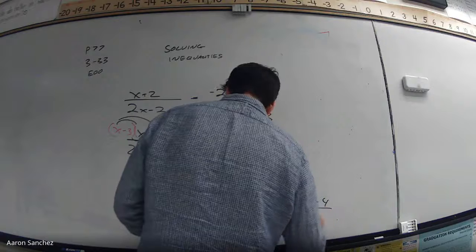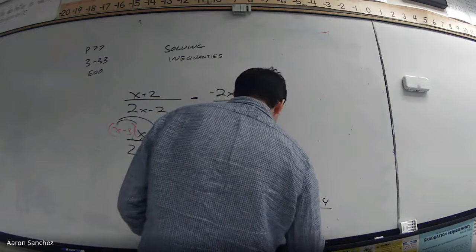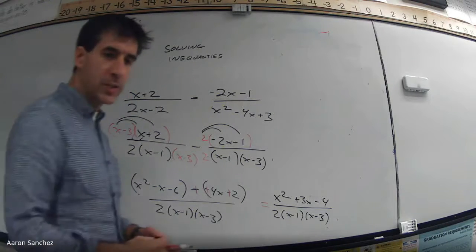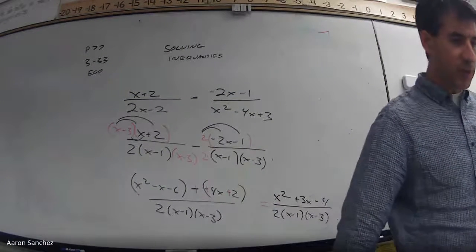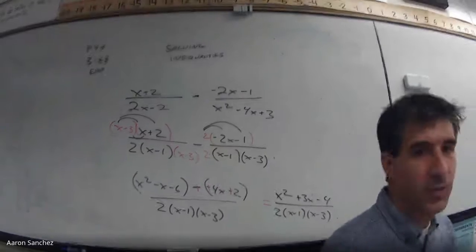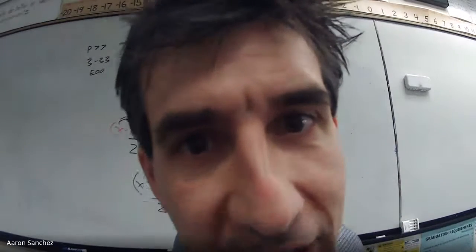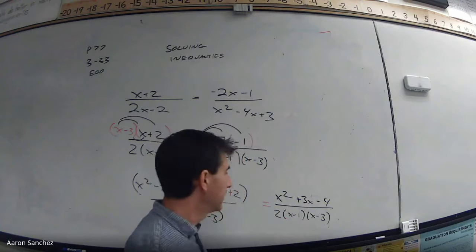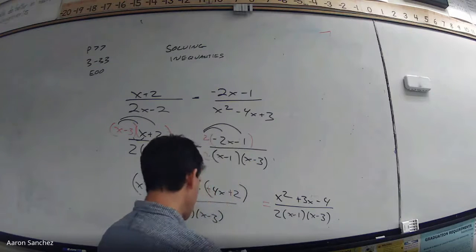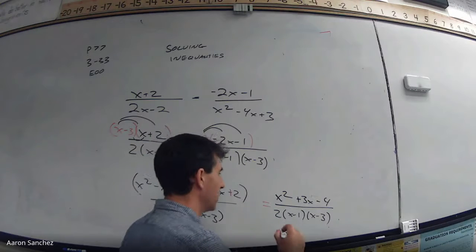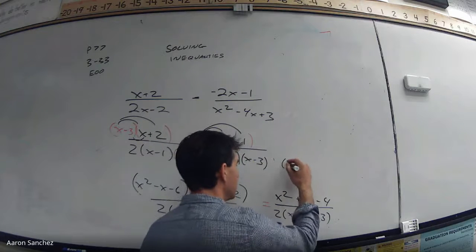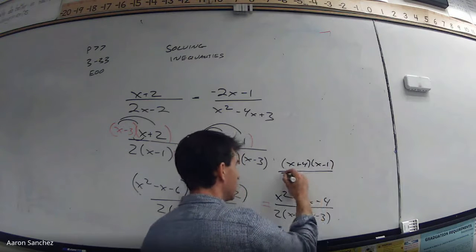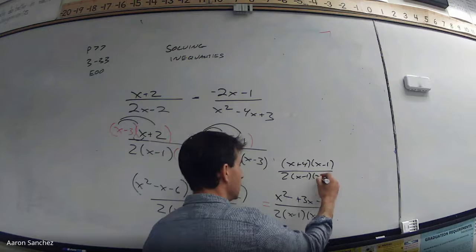And over here I have 2 times x minus 1 times x minus 3. Can you guys see that there? I don't know if it's simplified out. What should I do to simplify that out? Let's factor out the numerator. Can I factor this numerator out? I think I can. What times what equals negative 4 and adds to 3? So my numerator is going to be x plus 4 times x minus 1. My denominator is going to be 2 times x minus 1 times x minus 3.